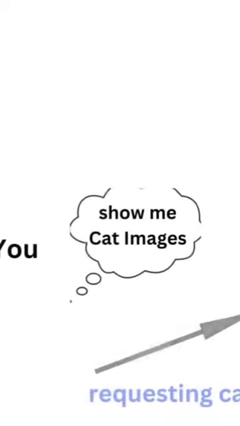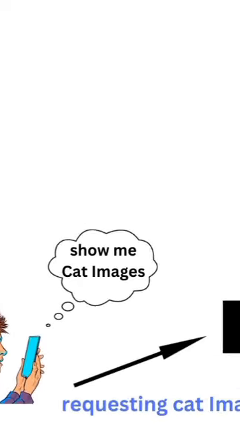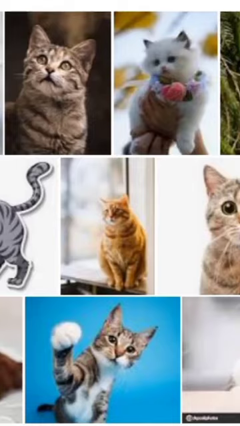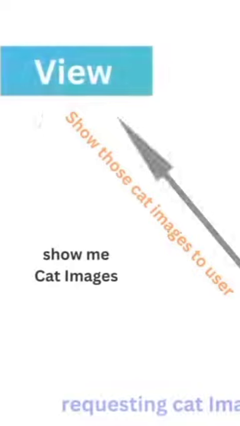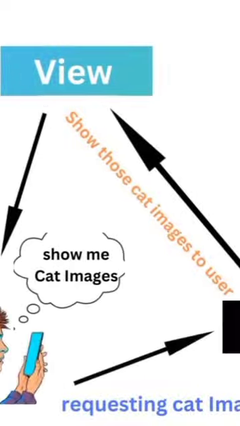Now let's look at another example. For example, you want to check for a cat image, and then you ask the controller. The controller will ask the model to give it. The model will now look for it in the database. Then the database will pass it back, and the controller will pass it to the view, so you can see the cat image. So this is simply how model view controller works.